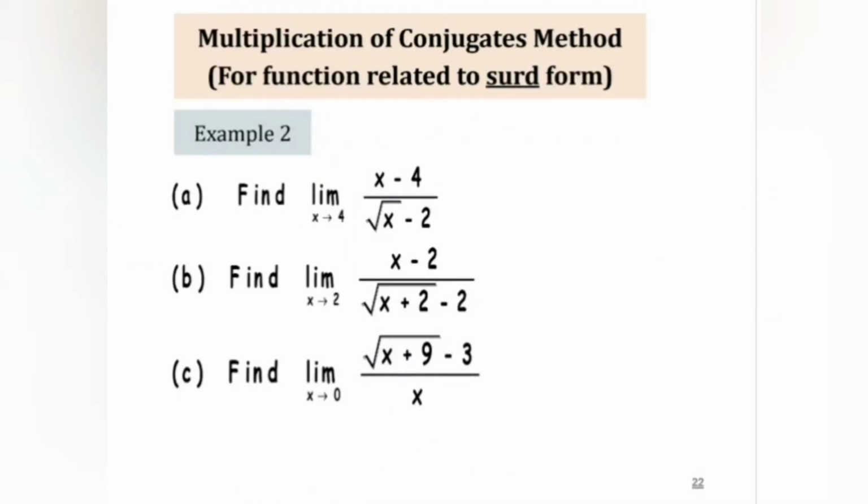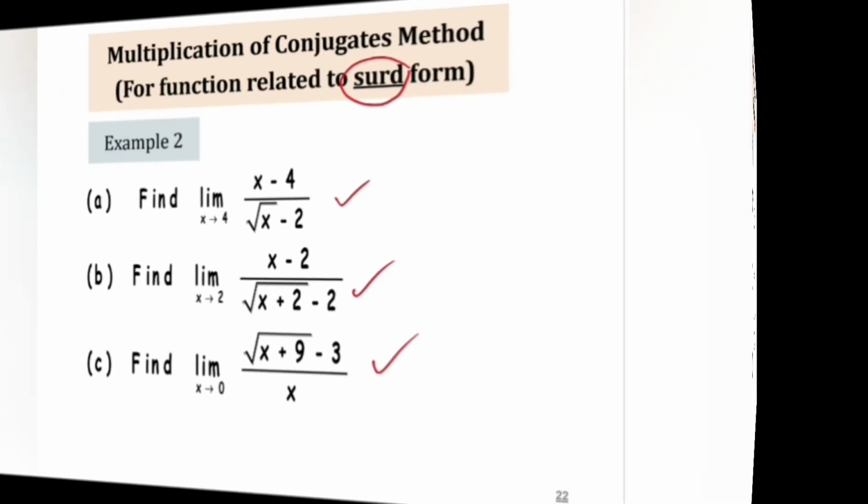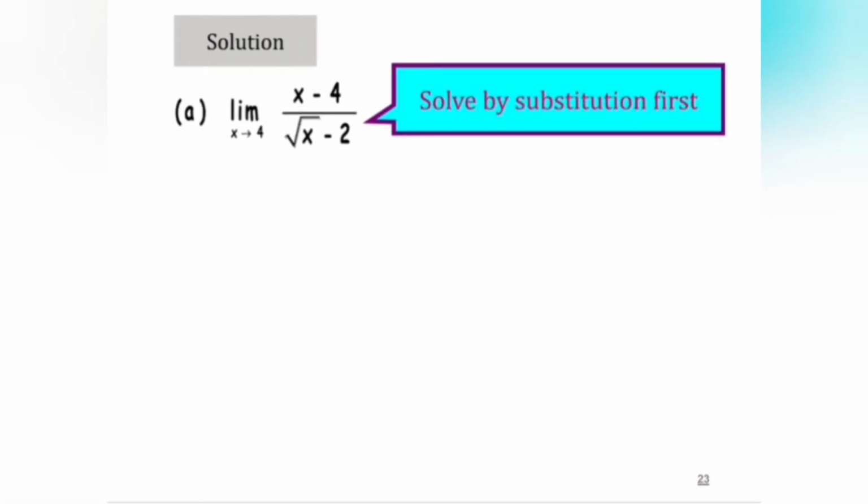The second method to solve limits of rational functions where you have numerator and denominator zeros is the multiplication of conjugates method, and we use this method if you have a square root form question. In example 2, there are 3 questions. First one is find the limit of (x minus 4) over (square root of x minus 2) as x approaches 4.